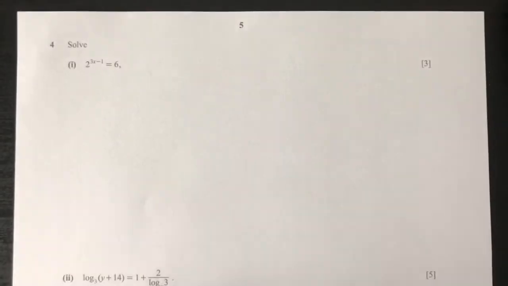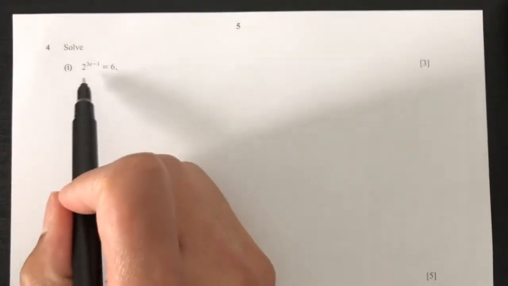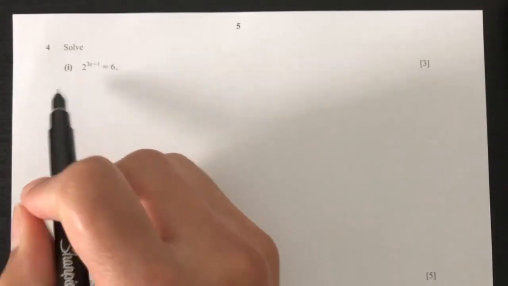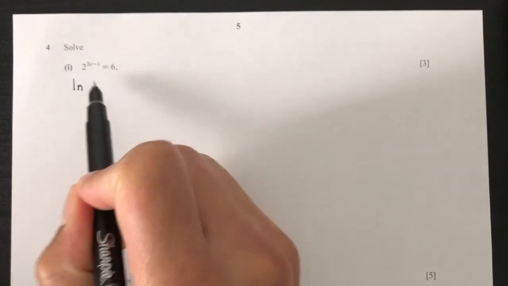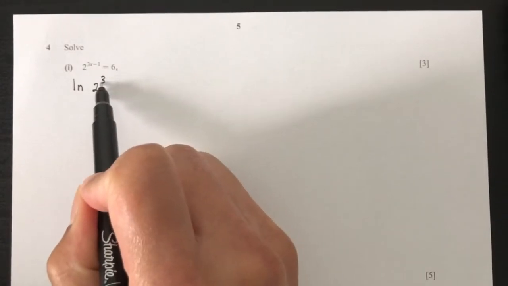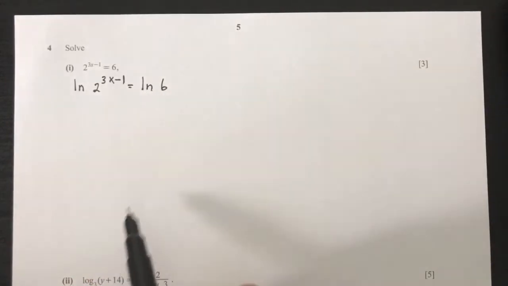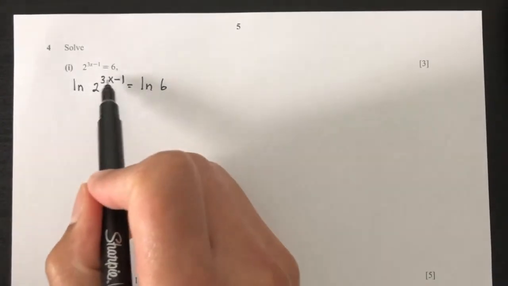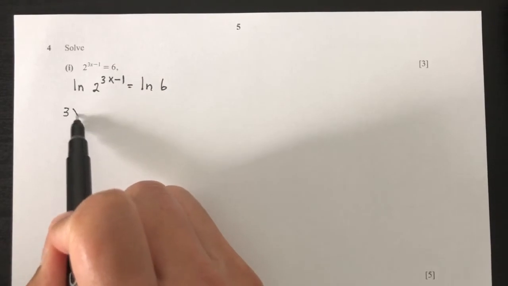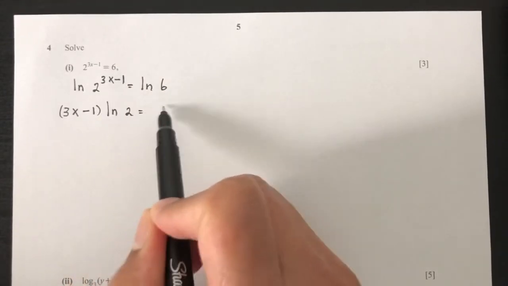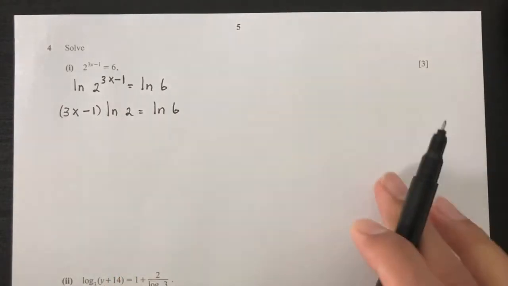Now let's move on to question number 4. We have to solve this equation. Whenever you see power, the x is on top, you have to use ln or log. You can choose either way. So you have to apply ln on both sides or log on both sides. You will have this. Now next step, we have to send this one to the beginning. You will have 3x minus 1 times ln 2 equals ln 6.